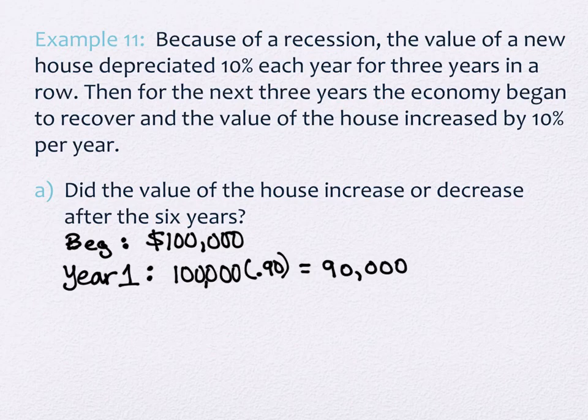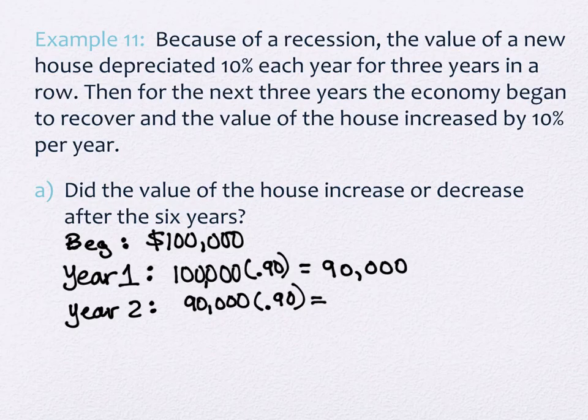Okay, so it lost $10,000 of value, correct? But now, when it loses value the next year, it doesn't lose $10,000. It loses 10% of the $90,000. Okay, so year 2, we now have a house that's worth $90,000, and we're losing 10%, which means we're keeping 90%.